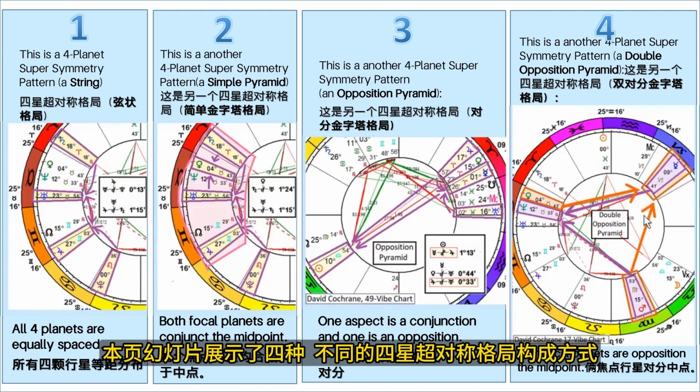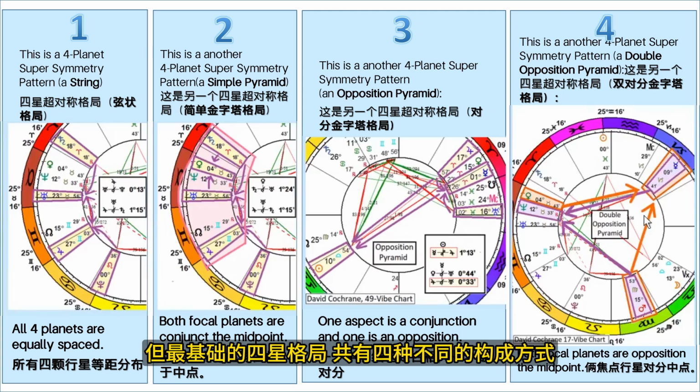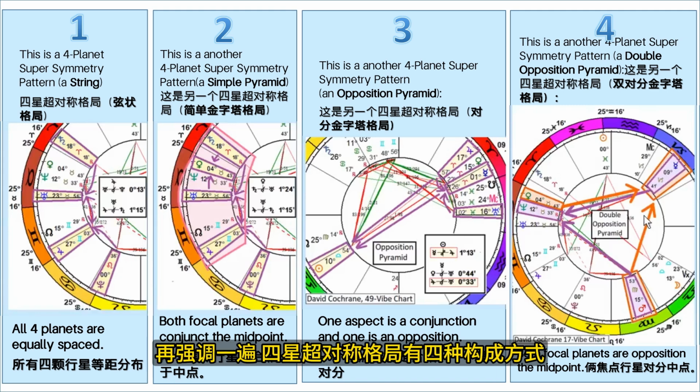And what we're showing on this slide is 4 different ways that you can get a 4-planet supersymmetry pattern. So this slide is showing us only 4-planet supersymmetry patterns. We can have 5, 6, 7, 8, etc. But if you only have 4, which is the minimum, there are 4 different ways that you can get a 4-planet supersymmetry pattern.